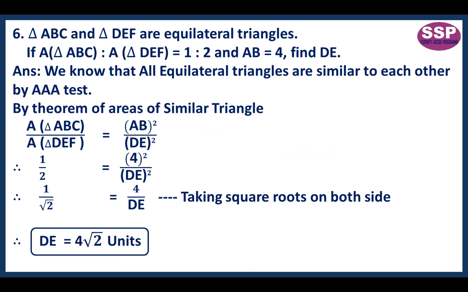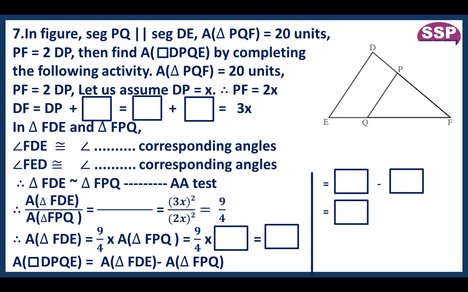Seventh problem. In figure, segment PQ parallel segment DE, area of triangle PQF is equal to 20 units. PF equal to 2DP, then find area of quadrilateral DPQE by completing the following activity. Area of triangle PQF is equal to 20 units. PF is equal to 2DP. Let us assume DP equal to x. Therefore, PF equal to 2x.